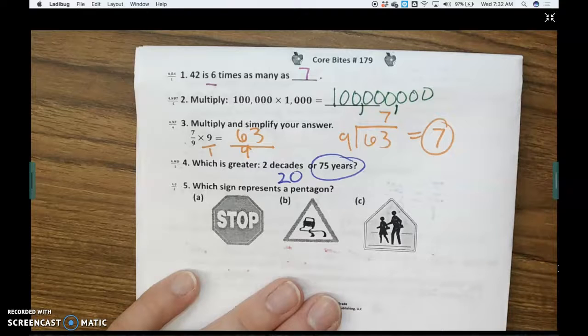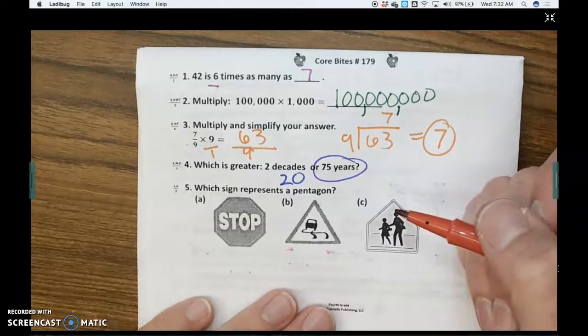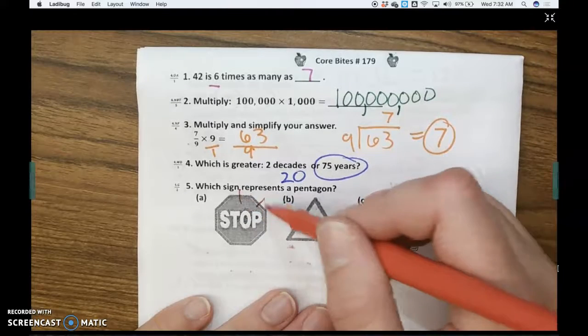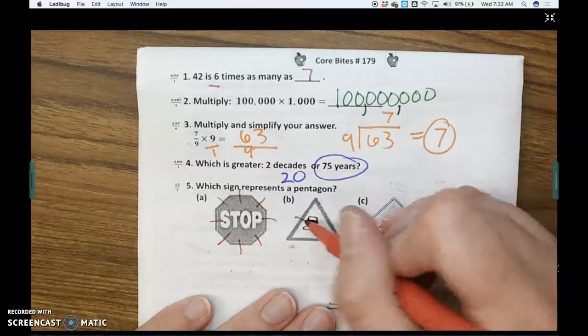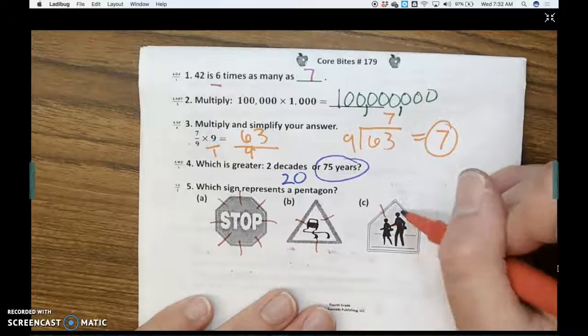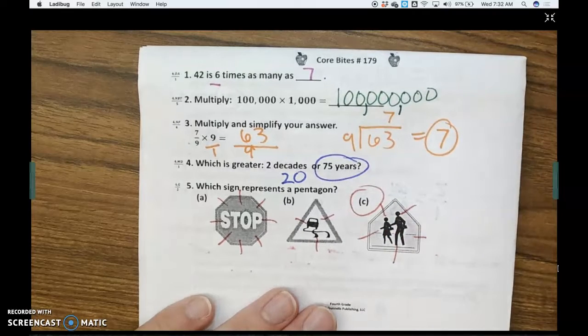And then for number 5, it says which sign represents a pentagon. So a pentagon has 5 sides. So we have 1, 2, 3, 4, 5, 6, 7, 8. So that's an octagon. 1, 2, 3, that's a triangle. 1, 2, 3, 4, 5. There we go. So that is a pentagon because it has 5 sides.